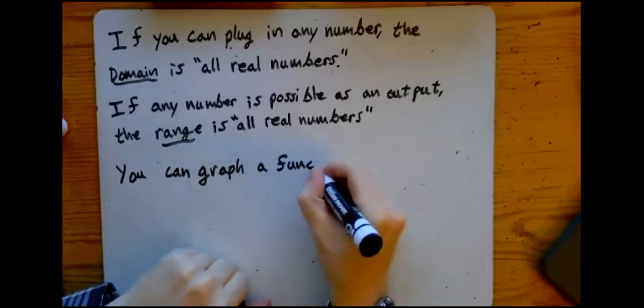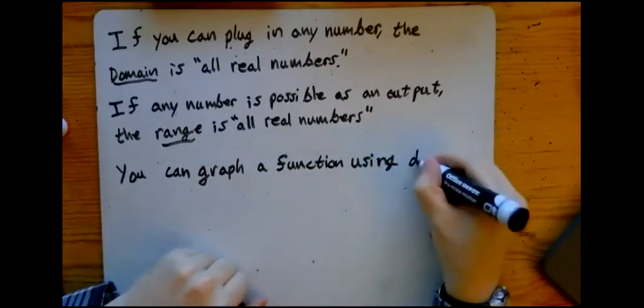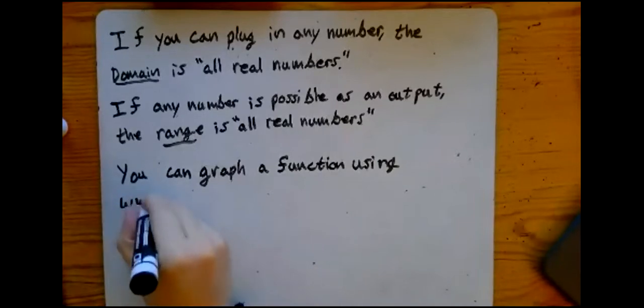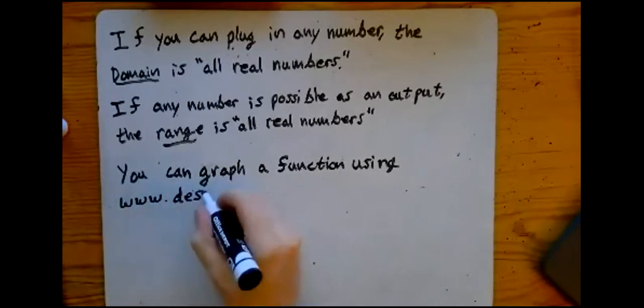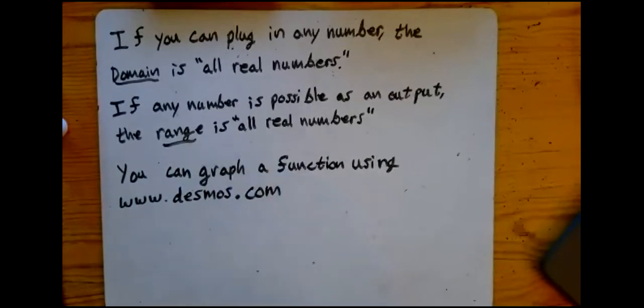You can graph a function using www.desmos.com. I imagine you guys are probably already familiar with it, but really quick, let me just show you how this works, and we can look at an example of a problem with a domain and range that have all real numbers. So I'm just going to share screens really quick. This will just take us about 30 seconds.